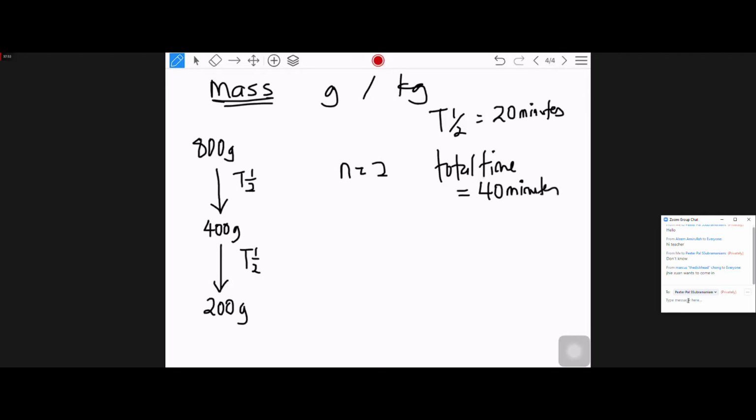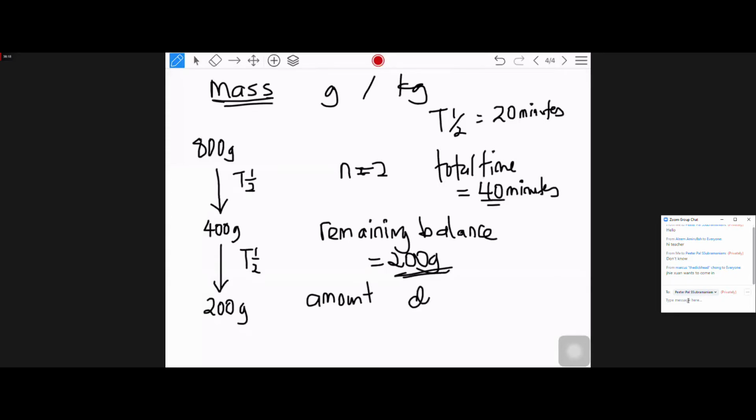One more question now. Each half-life is 2 minutes. What's the total time taken? 40 minutes. One more question, what is the remaining balance? The remaining balance here is 200 gram. What is the amount decayed? The amount decayed will be 600 gram. 800 minus 200, 600 gram.